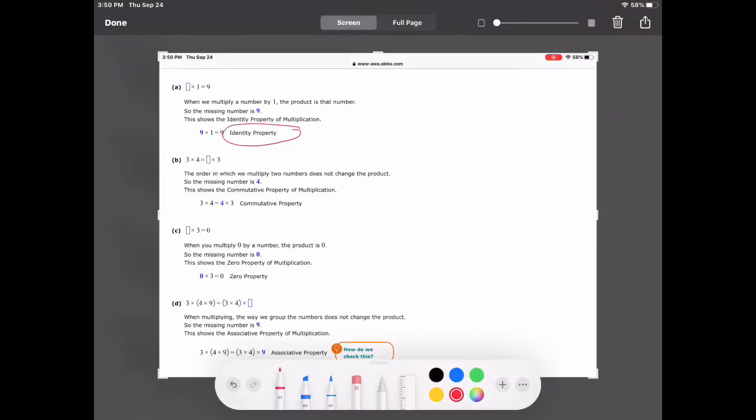Okay, with addition, the identity property is 0. With multiplication, the identity property is 1, because with the identity property, we're talking about what can we do to the number and still have the same number.